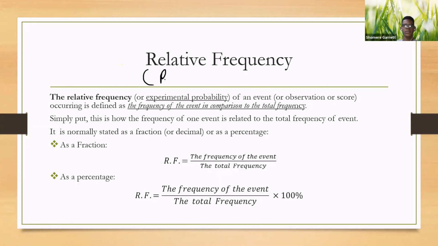So think of it as probability. Using the earlier example, I'll use back the same example I used just now. So simply put, this is how the frequency of one event is related to the total frequency of the event, right? How the frequency of one event happening is related to the total frequency of that event. What do I mean by that? Remember, an event is an observation, right?